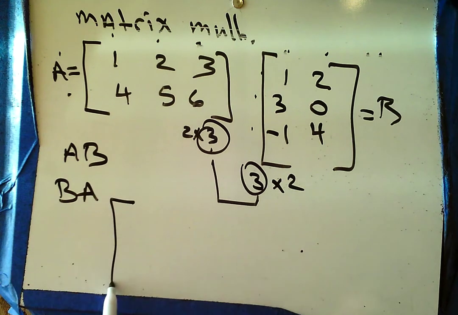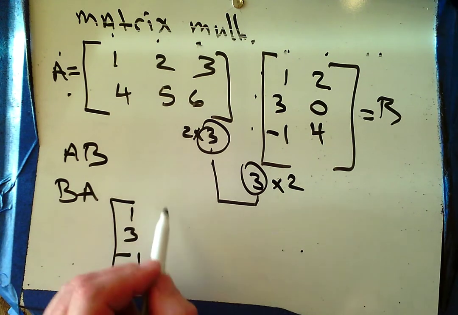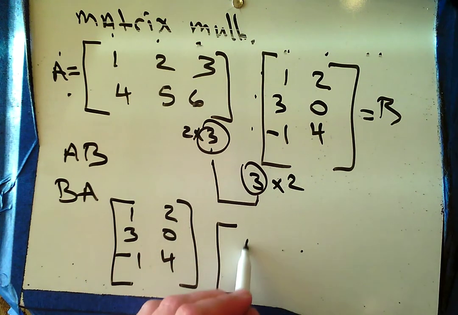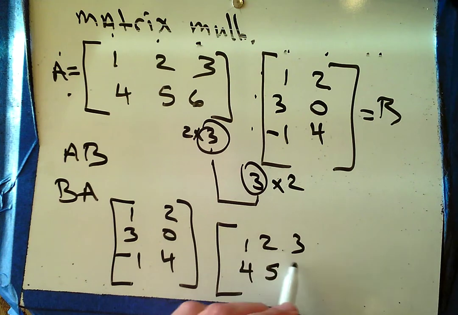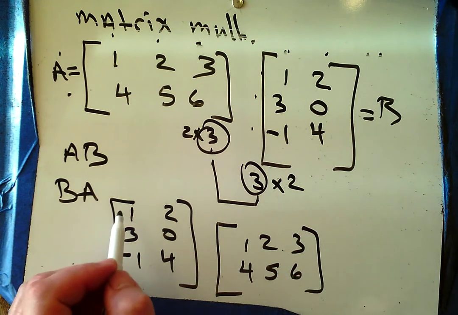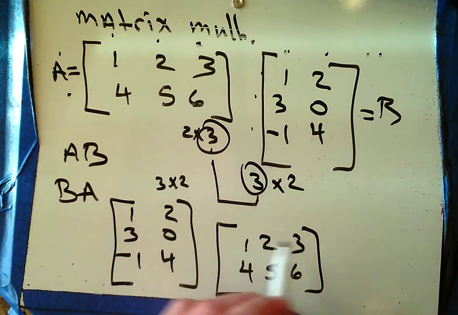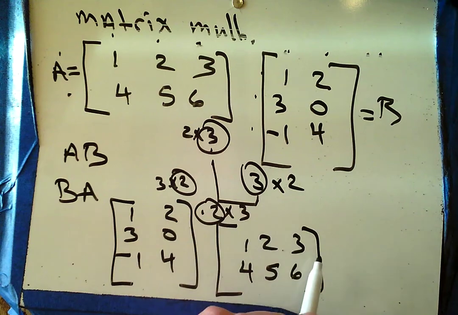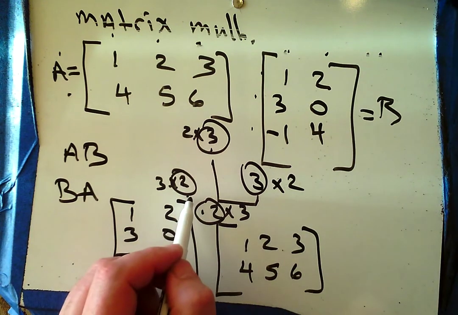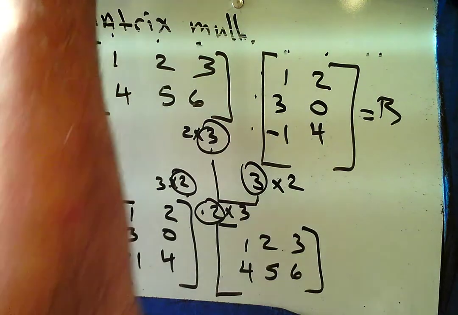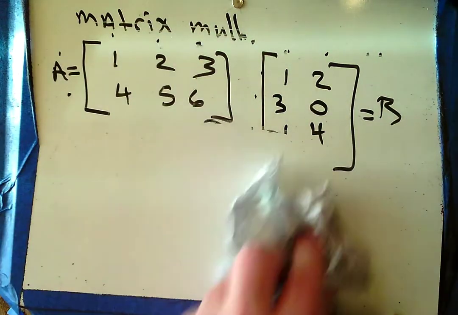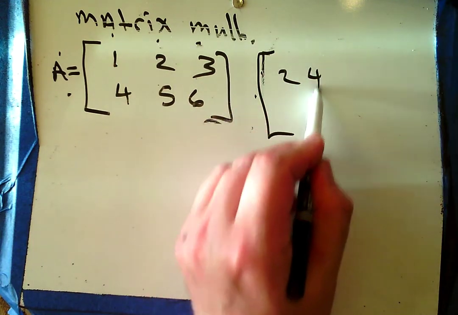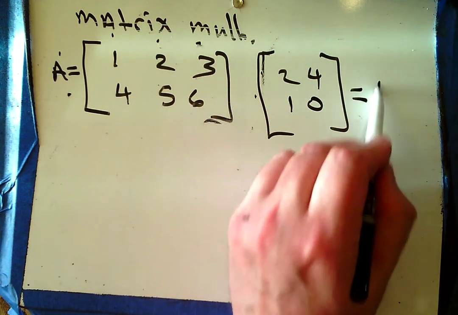So I would flip those matrices around, 1, 3, negative 1, 2, 0, 4, and 1, 2, 3, 4, 5, 6. Now I've got a 3 by 2 times a 2 by 3. And again, these numbers are the same. But if these numbers are not the same, then I cannot multiply these matrices together. And let's take a look at that. What if we change our B matrix to be 2, 4, 1, 0. There's B.